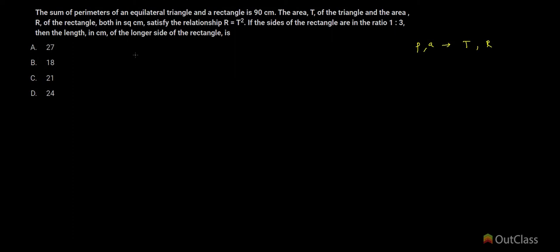We have a triangle with a side S. That's my variable. Its area is going to be √3/4 S square. That's the formula for the area of an equilateral triangle. Now, the square of this value is 3/16 S⁴.